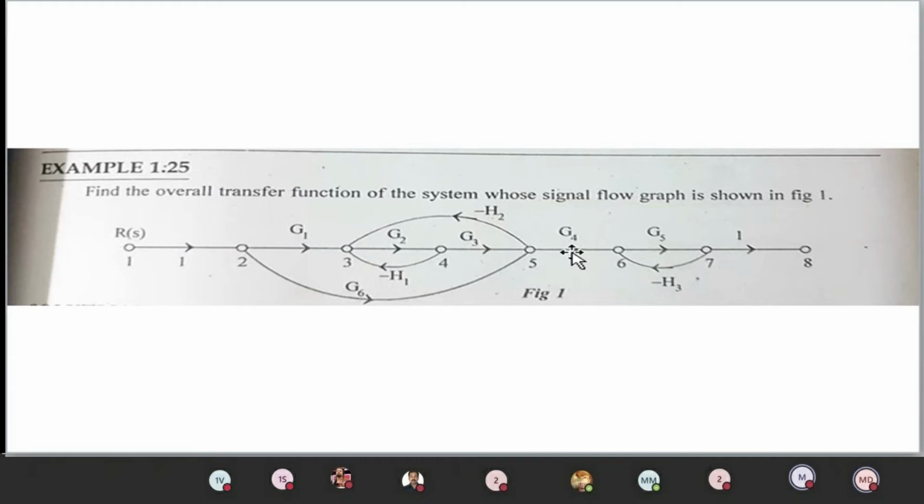Yes, 3 to 4, 4 to 3. This is the path which is not touching forward path 2. Understand carefully what is forward path 2: 1 to 2, 2 to 5, 5 to 6, 6 to 7, 7 to 8. You can notice that the loop 3 to 4 and once again to 3 does not touch the forward path 2. So this gain must be considered for del 2. Right? Okay.